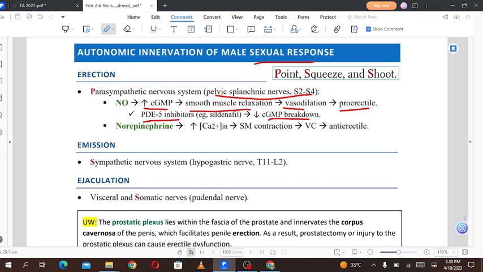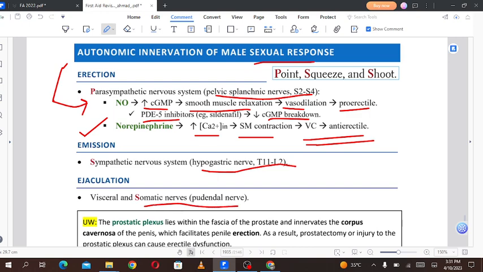Norepinephrine increases the calcium influx that causes smooth muscle contraction and vasoconstriction, that is anti-erectile. So norepinephrine is anti-erectile, while nitric oxide, like phosphodiesterase 5 inhibitors, or the parasympathetic innervation, is pro-erectile. Then emission is sympathetic innervation. Emission is the sympathetic nervous system, hypogastric nerve T11 to L2, and ejaculation is mediated by the visceral and somatic nerves, the pudendal nerve.